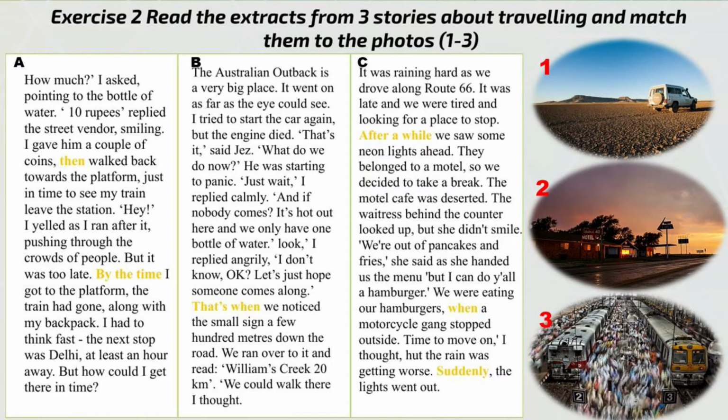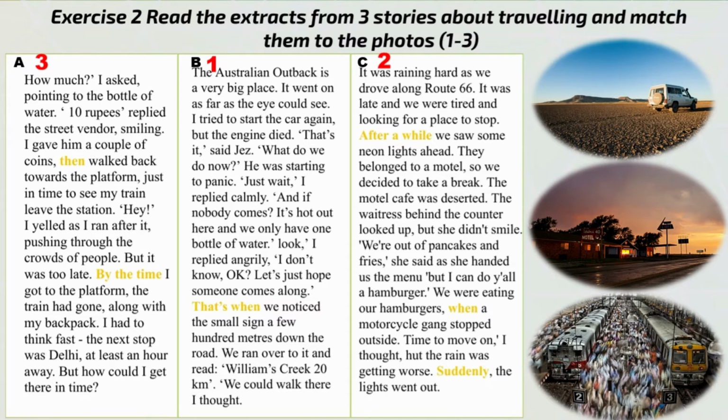All right, let's check your answers. The first text about the Australian outback matches the first picture. The text about the motel cafe matches picture number 2. And the last one, a story about the train station in Delhi, matches the last picture. So, have you checked your answers? Do you have everything correct?